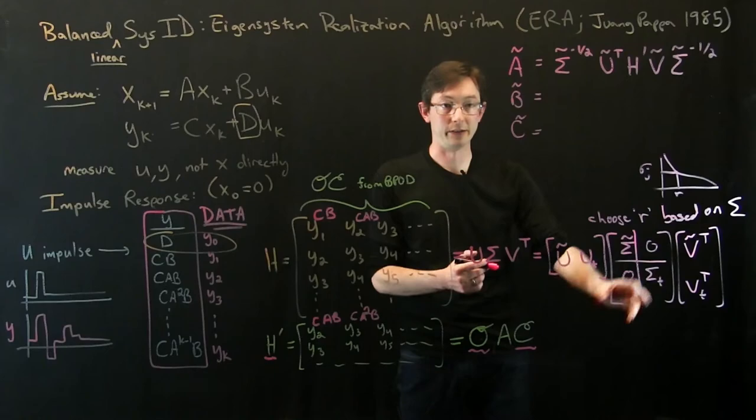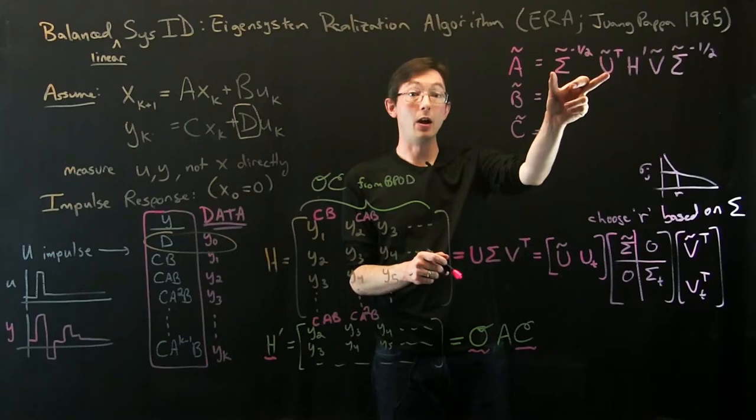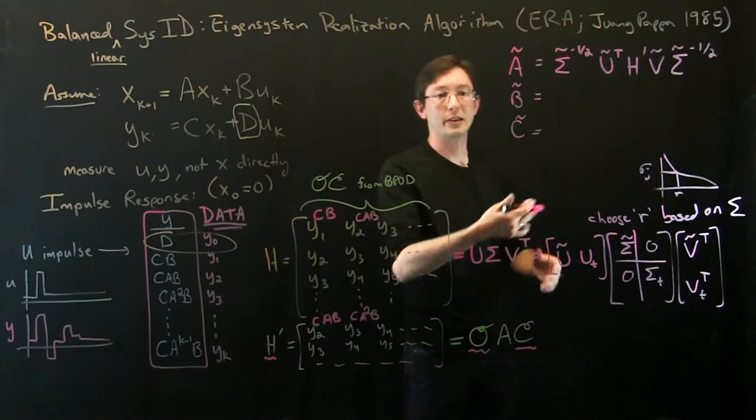I'm calling that O and C, and I'm trying to basically multiply by O inverse and C inverse to isolate A. If I could multiply this by O inverse and C inverse, I'd get an A. That's what I'm trying to do here. Very hand wavy, but there's kind of rigorous math to back up what we're doing here.